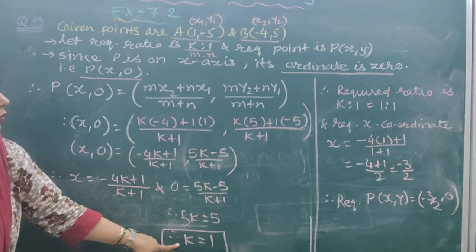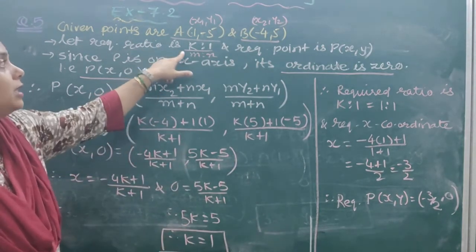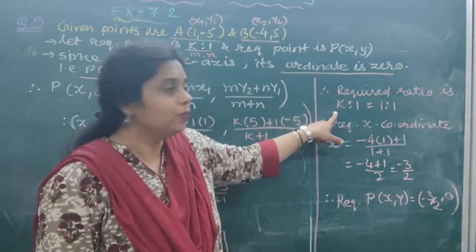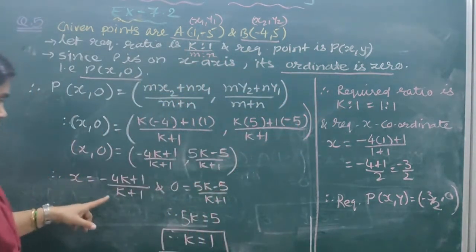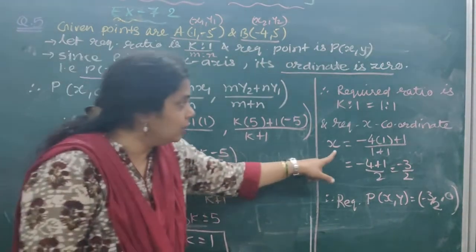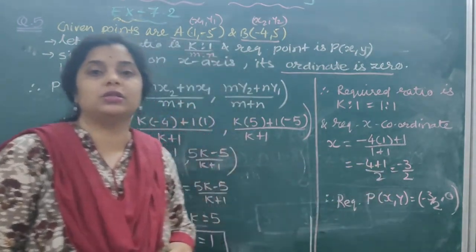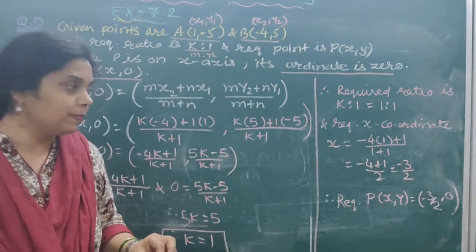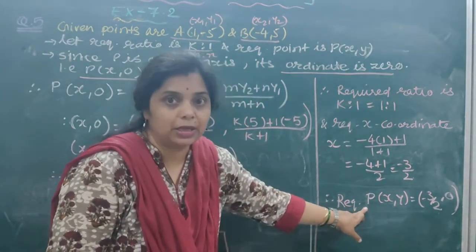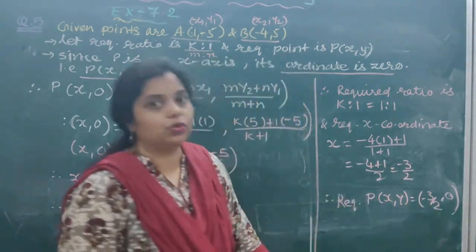After getting k equal to 1, I got one answer: the ratio required is k is to 1, which means 1 is to 1. So the required ratio is 1 is to 1. Now putting the value in to find the x coordinate, I do the calculation like this and finally I got minus 3 by 2 as the x coordinate of the point. Therefore the required point P which intersects the x-axis is (-3/2, 0).